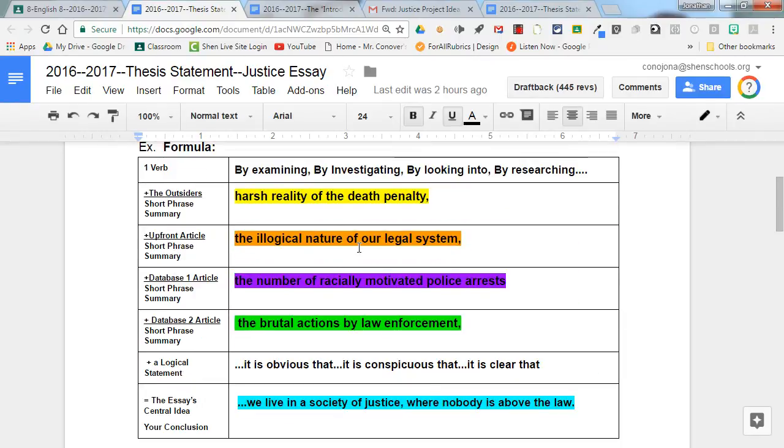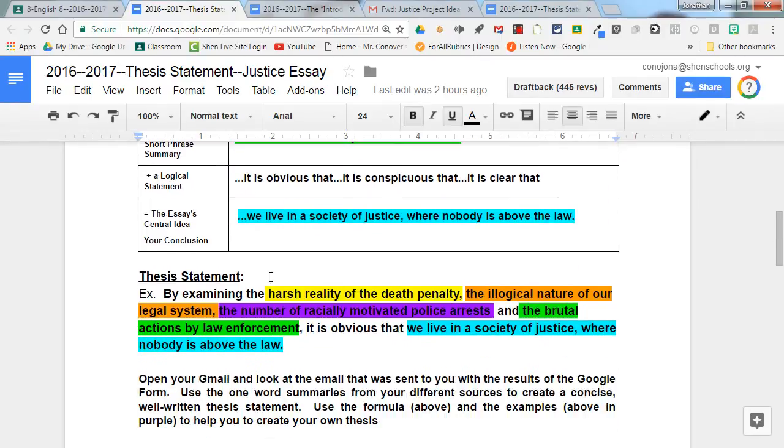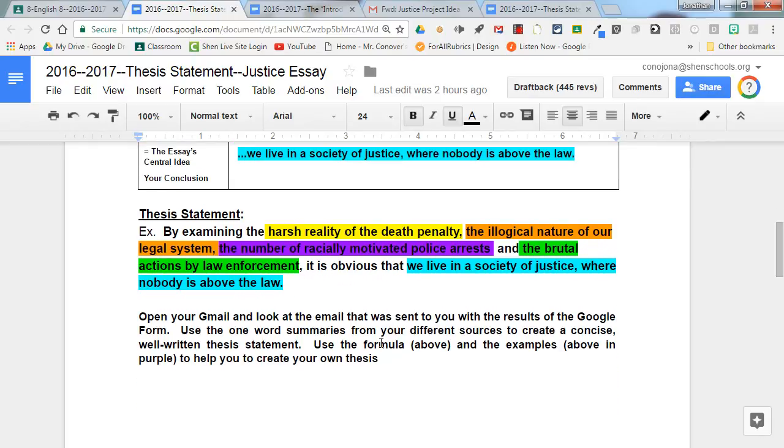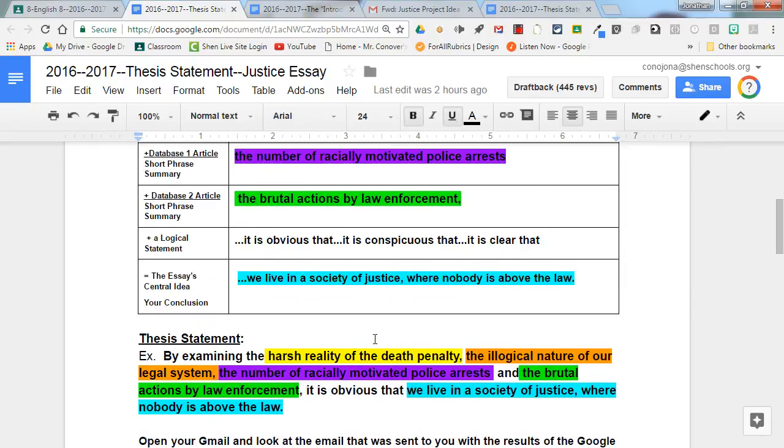So when we take all that and put it together, we make a sentence, and we say, by examining the harsh reality of the death penalty, the illogical nature of our legal system, the number of racially motivated police arrests, and the brutal actions by law enforcement, it's obvious that we live in a society of justice where nobody is above the law. Okay? So, how do we do this?